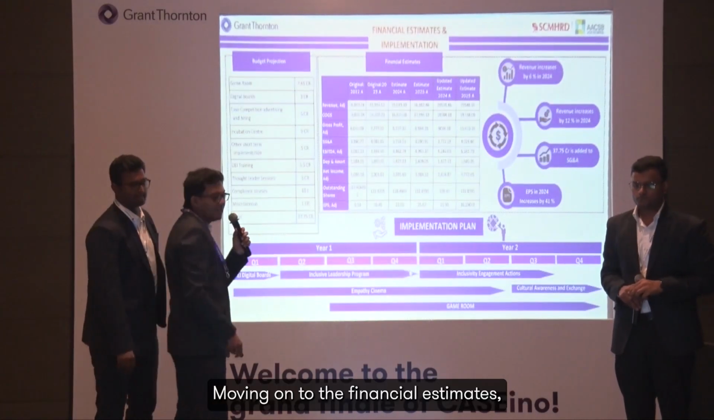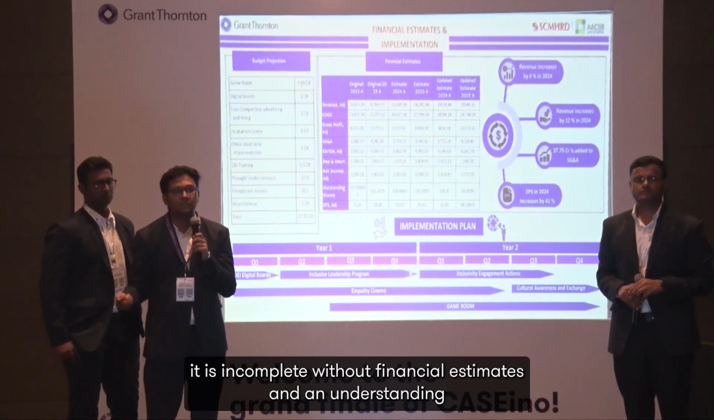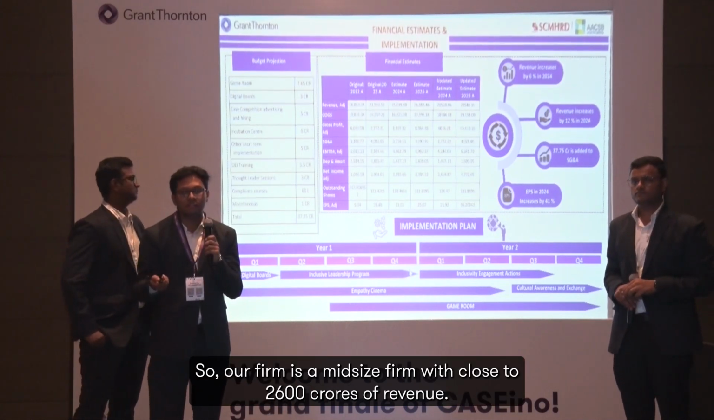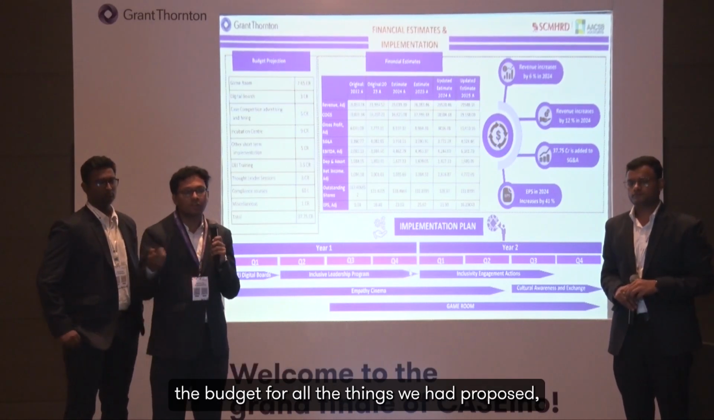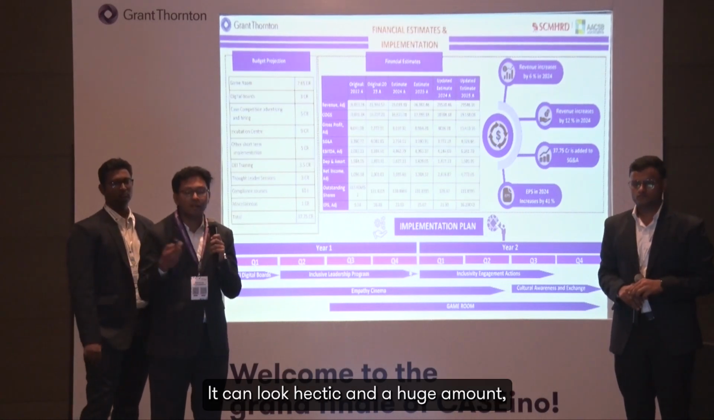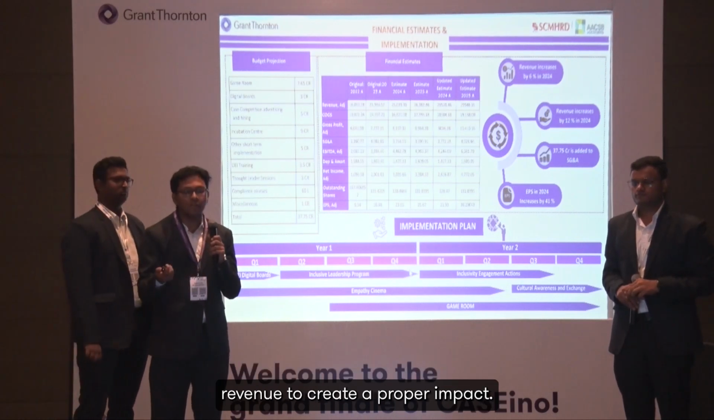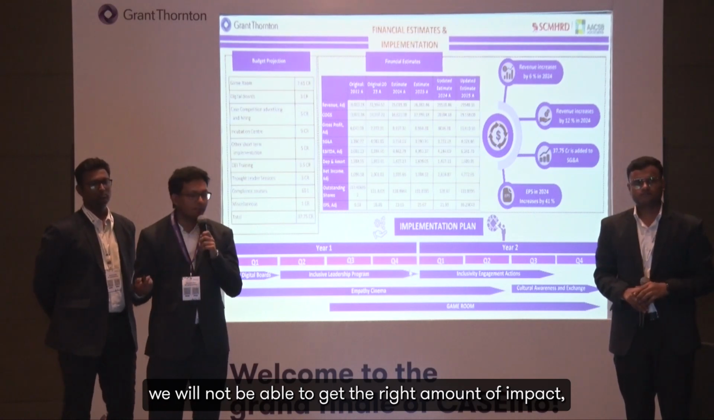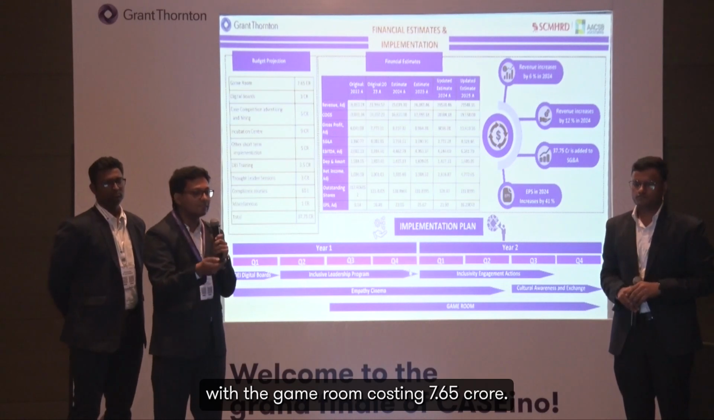So moving on to the financial estimates, we believe that if you are going through a design thinking approach, it's incomplete without having some financial estimates and understanding what it's going to cost. Our firm is a mid-sized firm, and it has close to 2,600 crores of revenue. For such a firm, we charted out the budget of all the things we had proposed. And it comes to 37.75 crores. It can look hectic, it will look like a lot, but we want to spend at least 1 to 1.5% of our firm's revenue on this, so that we are able to create proper impact. If we spend little money, we will not be able to get the right amount of impact. And so the budget comes out to be a total of 37.75 crore, with the game room having 7.65 crore.